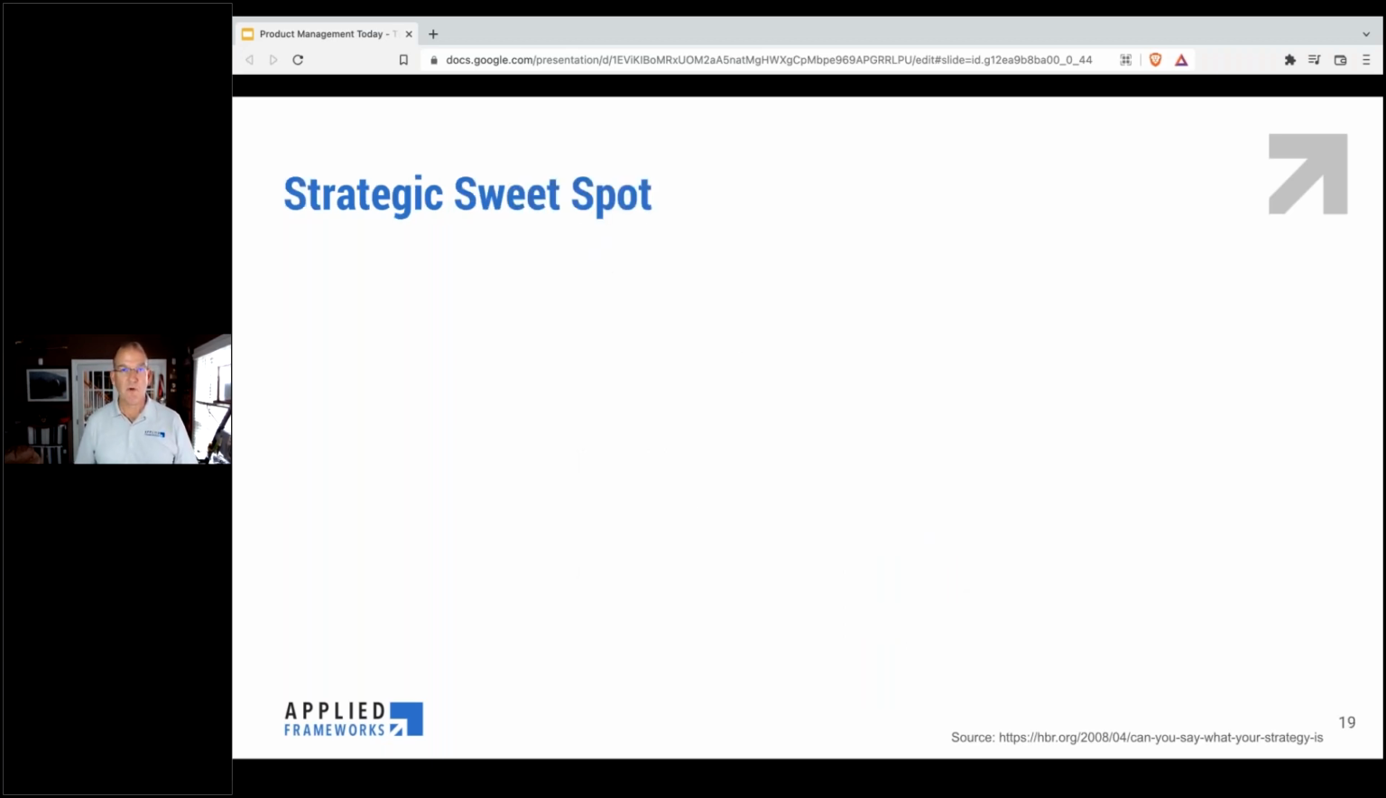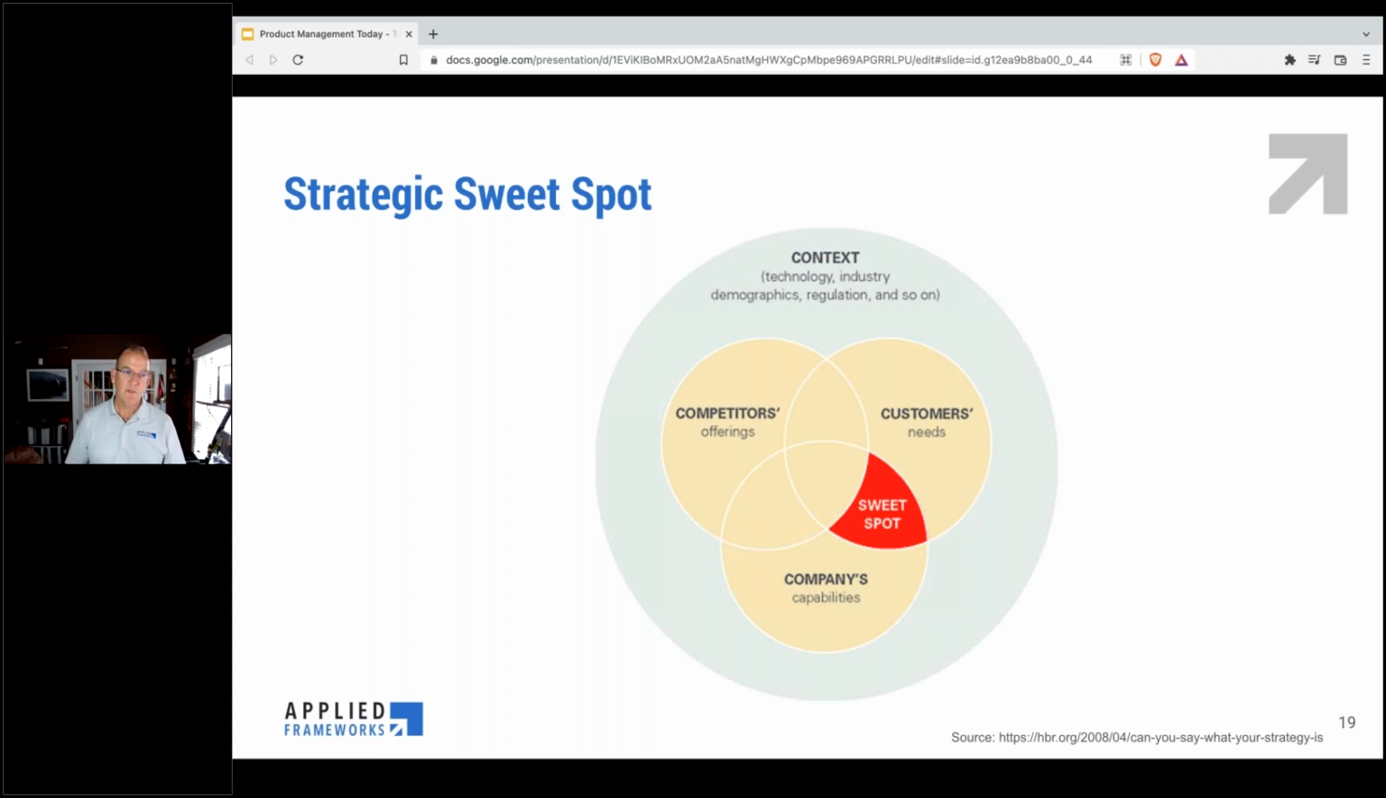Another option for a framework to generate your strategy is called strategic sweet spot. Now, I like this one because, again, it's very visual. And this type of framework would be very useful for multiple people to collaborate to fill in and discuss together. So first is the context. In which area do you want to compete? Which customer segments are important in the context of the vision that you're pursuing? So that actually helps to constrain the problem space.